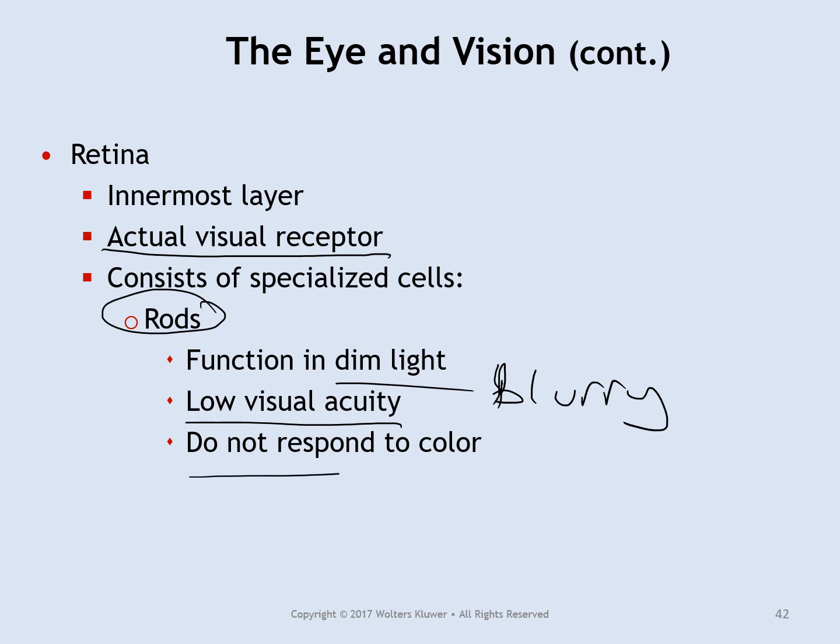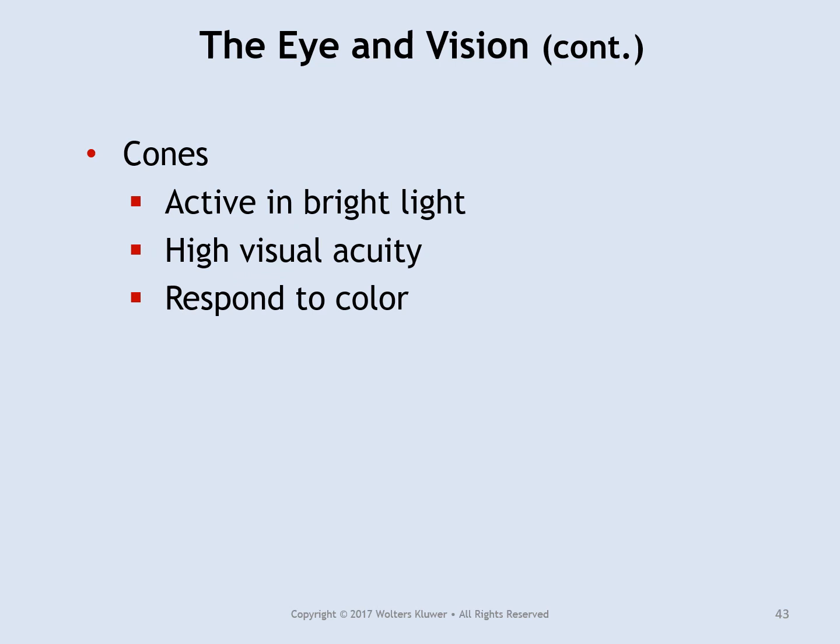Rods do not respond to color. These guys see in black and white. That's why when you're up at 3 in the morning to go to the bathroom, the whole house looks shades of gray. Now, cones, on the other hand, these are active in bright light, daylight.